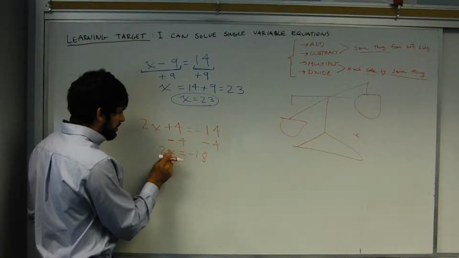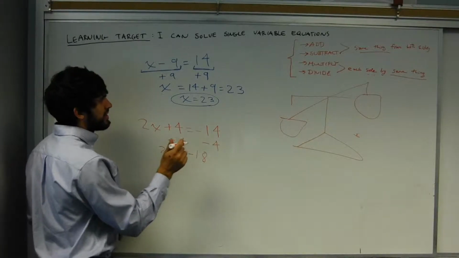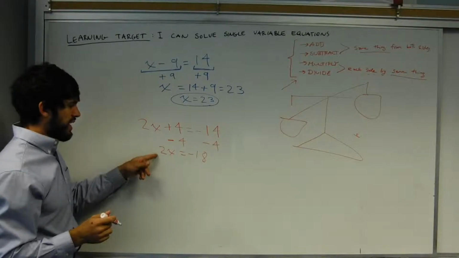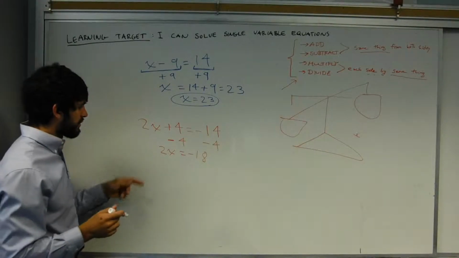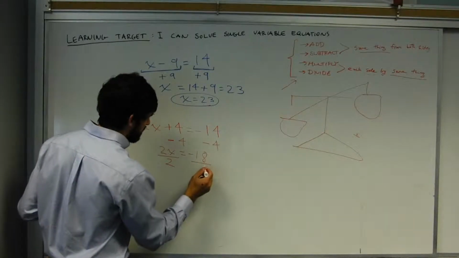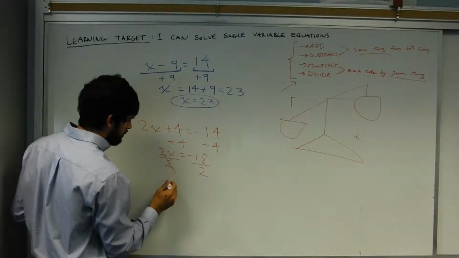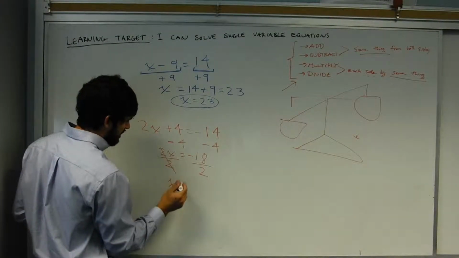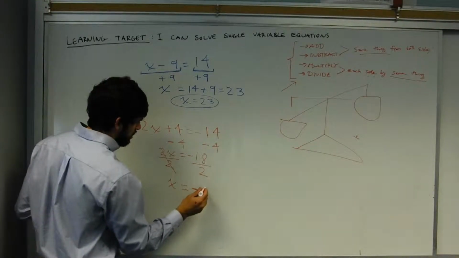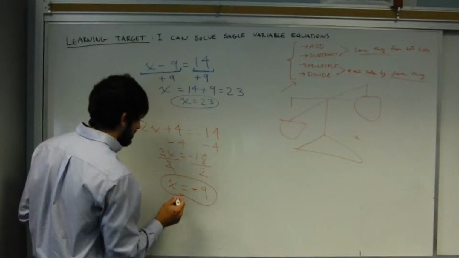Now, since this x is multiplied by 2, we're going to need to use the division property to reverse that. So when you have a number in front of the x, we're going to want to divide both sides by that number. So divide by 2. Those 2's will cancel out. We'll get x is equal to negative 18 over 2, which is equal to negative 9. And that is our answer.